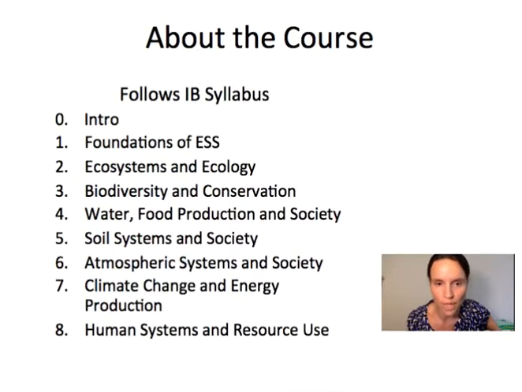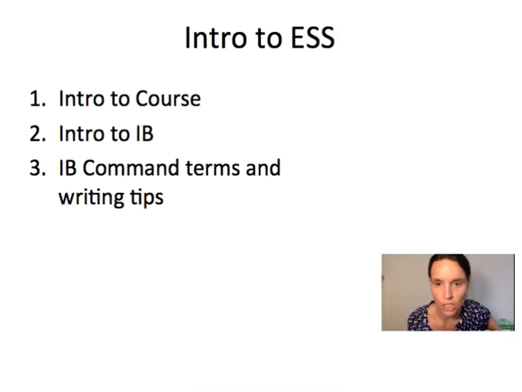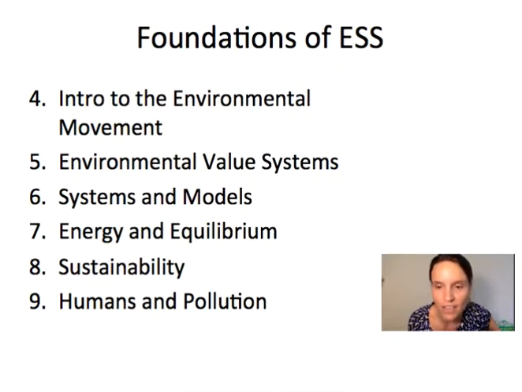Our class is broken up into 8 units, 9 including this introduction, and we follow the units on the IB syllabus. So you can see all of the units listed out here, and we're going to go through what's in each of those just briefly for the rest of this class. So first, you have the introduction. You are in the introduction to the course right now. Next, we'll do a little introduction to IB in general, and then to IB command terms. In Foundations of Environmental Systems and Societies, we talk a little bit about the environmental movement, how environmental values are formed, and the basics of environmental science, stuff like sustainability.